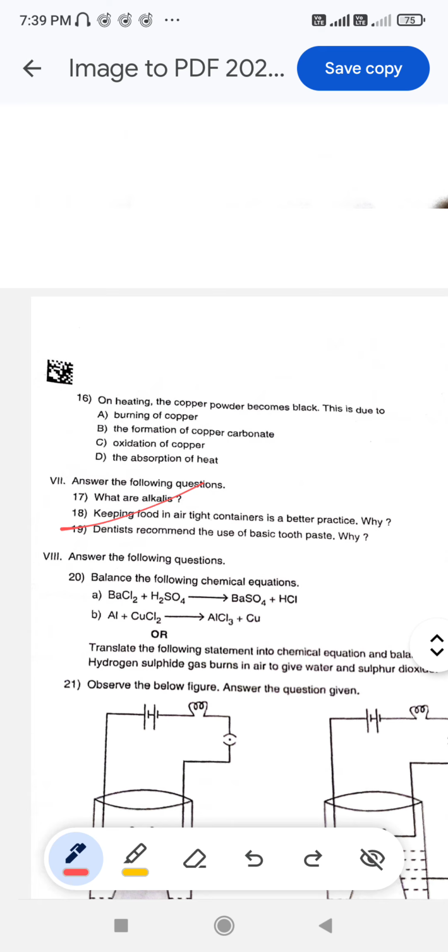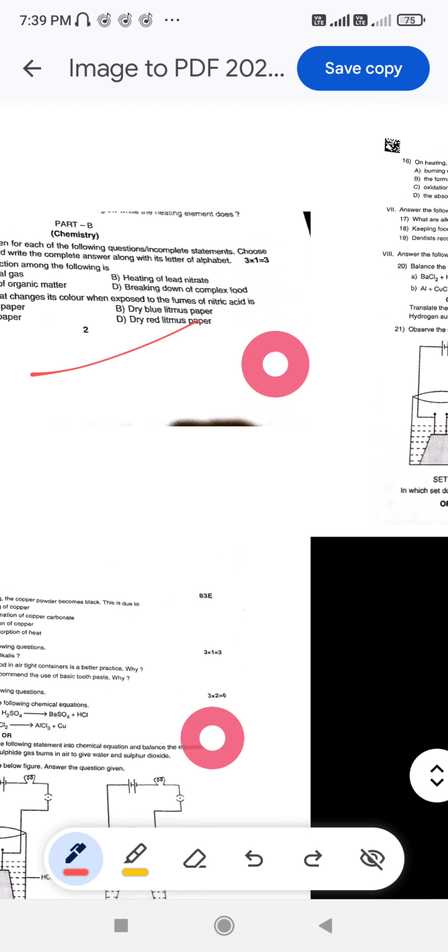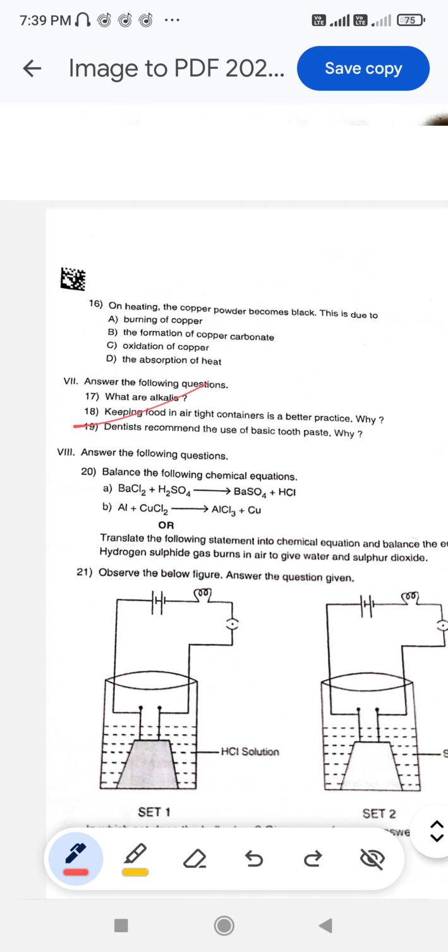Next, balance the following equations. They are saying balance the following equations. So the first question is what? BaCl2 plus H2SO4 gives BaSO4 and HCl, as given here, right? BaCl2 means barium chloride, H2SO4 is sulfuric acid, and BaSO4 is barium sulfate, and hydrochloric acid is released.